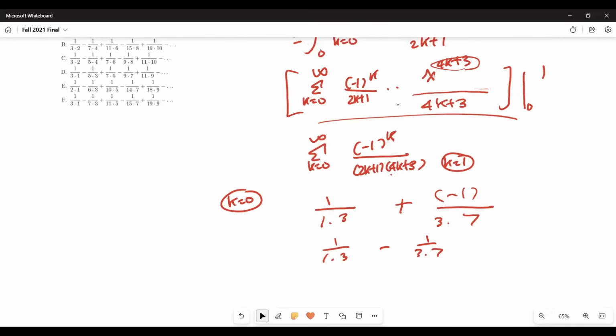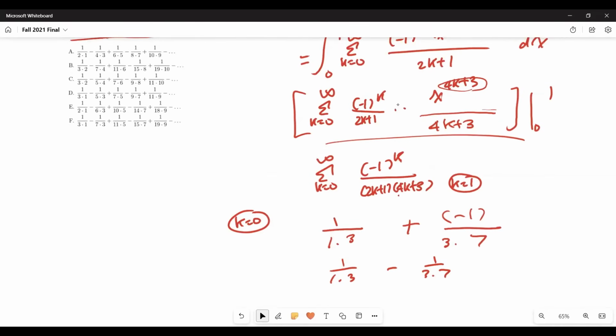So let's try looking at our answer choices. It has to be starting from 1 over 1 times 3, so this is not going to be A, B, C, E. It's going to be either D or F. But our second term is 3 times 7, which is exactly the same as F. So there you go. The answer is F.